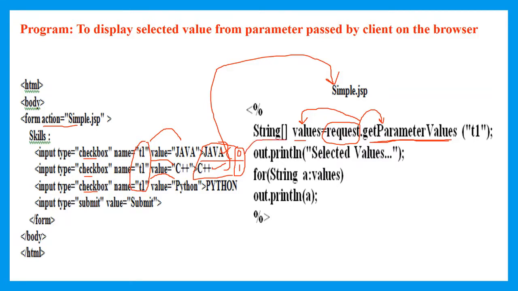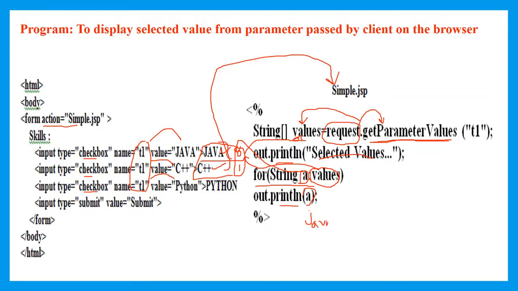Now I want to print the message of which values are selected, with the help of the println method. I want to print all the values which have been selected. For that we need to make use of a for loop or an enhanced for loop. Here values is holding the multiple values. String A is a temporary object which is going to hold the first value, and it is going to print on the browser by making use of the println method. In an enhanced for loop, it is incremented automatically.